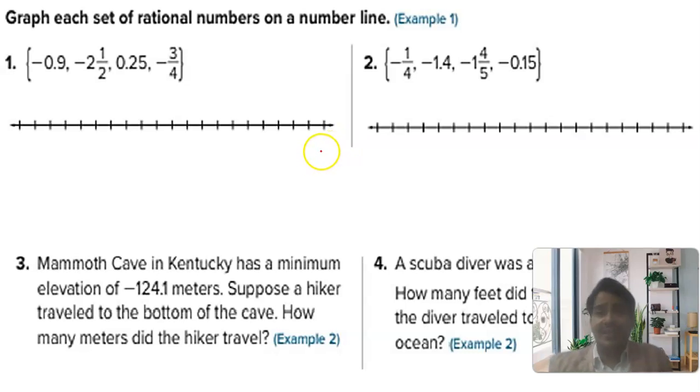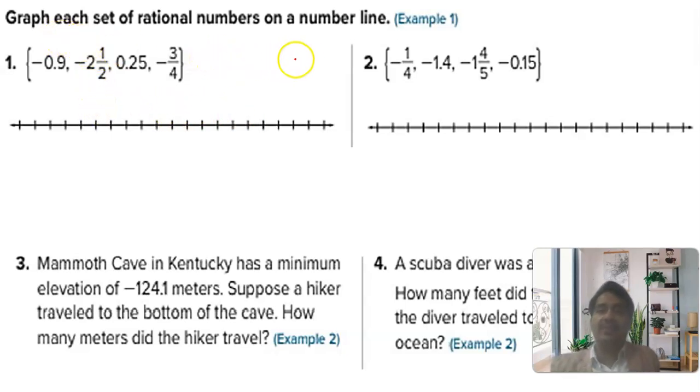Hello guys, let's start with a video with questions based on rational numbers. Now, what are rational numbers? Basically, rational numbers are real numbers, as well as fractions. Rational numbers are not irrational numbers like square root or pi. Those are not rational numbers, but these are all rational numbers.